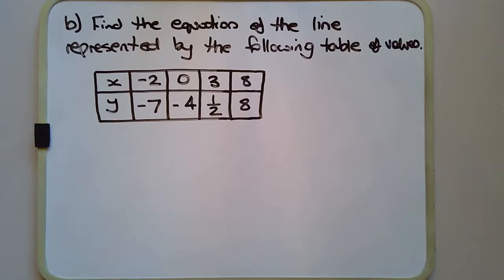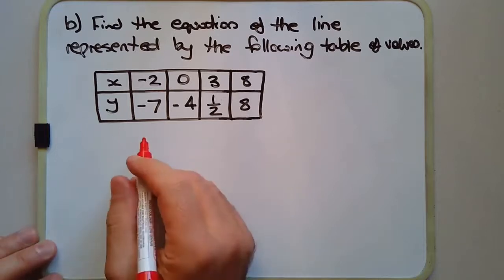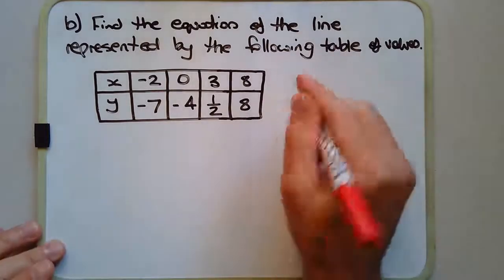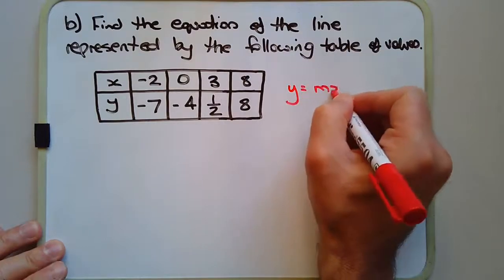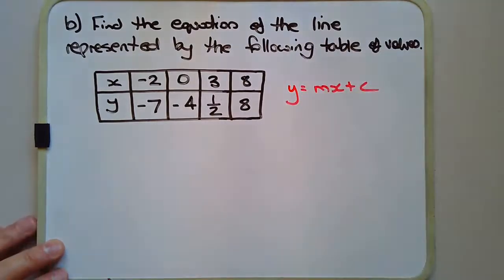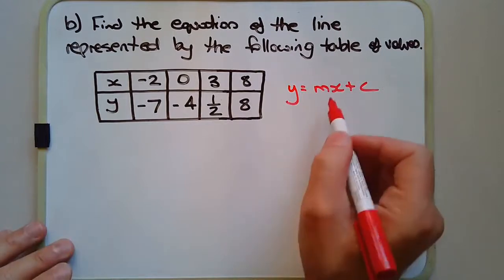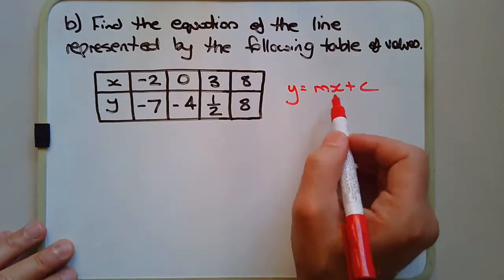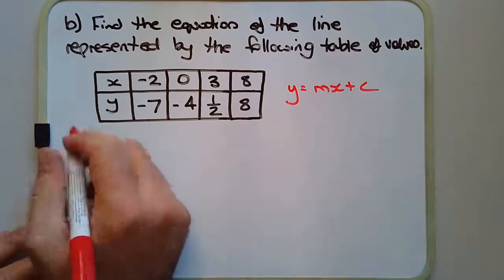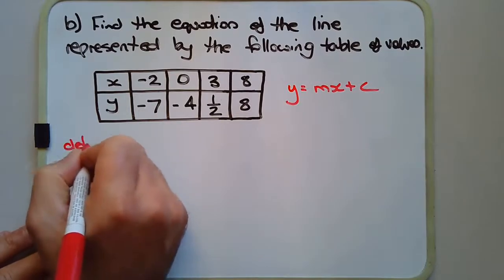I want the equation of the line. For the equation of the line, you need 3 things really. First, you need to know that it's going to be in the form y equals mx plus c. The next thing you need is the m, the gradient of this line. So let's determine the gradient first.